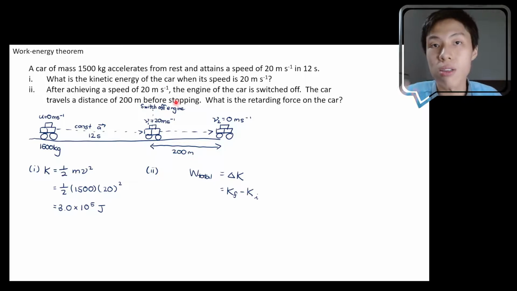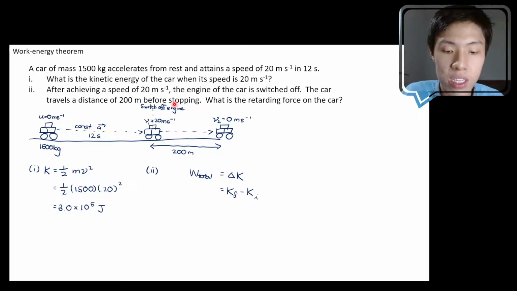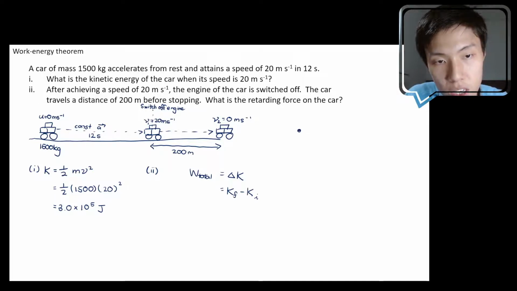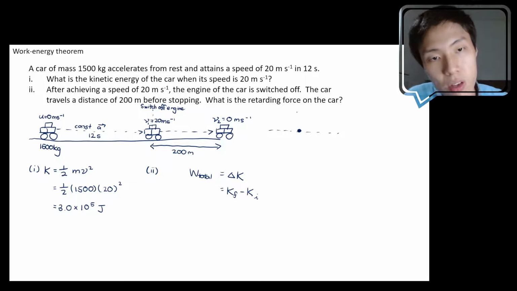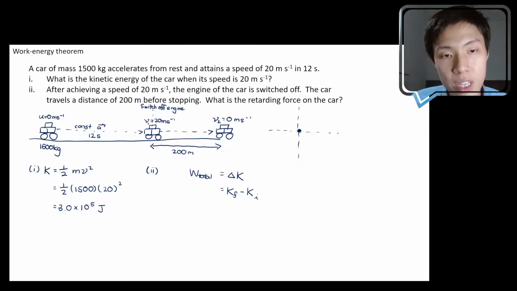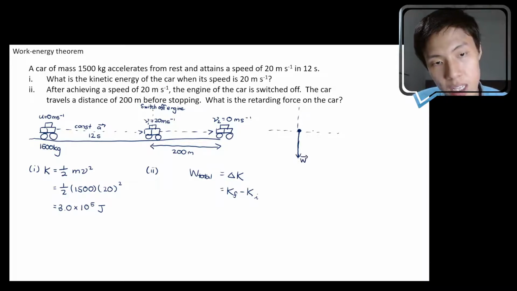So what are the forces acting on an object? We have to determine it using a free body diagram. So let's use this dot here to represent the car. And we have an axis parallel to the road and an axis perpendicular to the road. This car has mass, therefore it has weight. And this car is touching the floor, therefore you should expect there's a normal force.